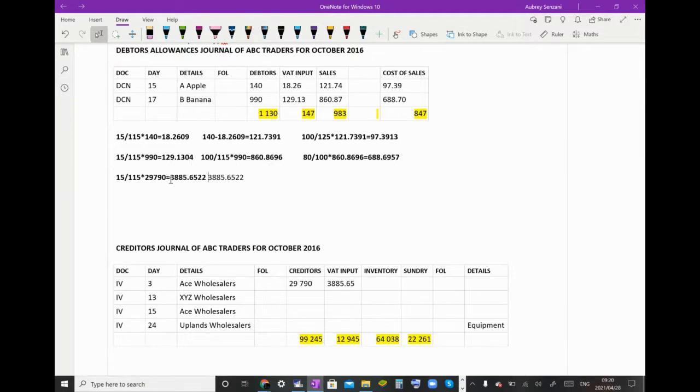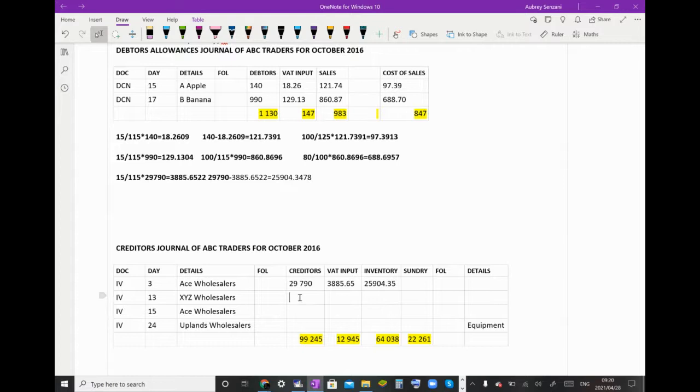29,790. So that's our VAT exclusive. Done. Fortunately, there we don't need to calculate cost of sales, obviously, since we're not selling anything here. So we can go to the next transaction.